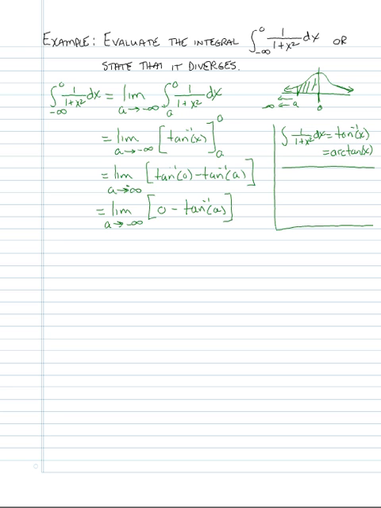Now, obviously, we can clean that up a bit and say that's the limit as a approaches negative infinity of simply the opposite of the inverse tangent of a. So if we could calculate the limit of the inverse tangent of a as a approaches negative infinity, then we ought to be able to complete this. So here's what we need to do next.